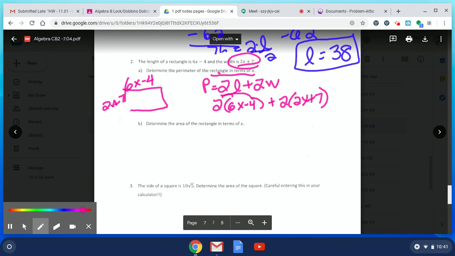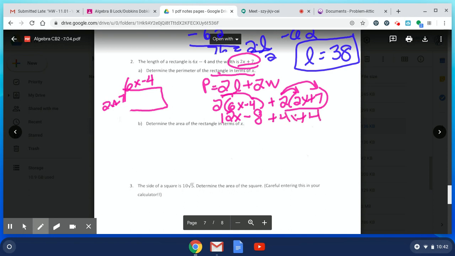So distributing and combining like terms, we get 2 times 6x minus 4 is going to be 12x minus 8. And 2 times 2x plus 7 is going to give us 4x plus 14. Ooh, I forgot part of that 14 there. Sorry, guys. Combining like terms, 12x and 4x gives us 16x. Negative 8 plus 14 more is positive 6. So that's an expression to represent our perimeter.